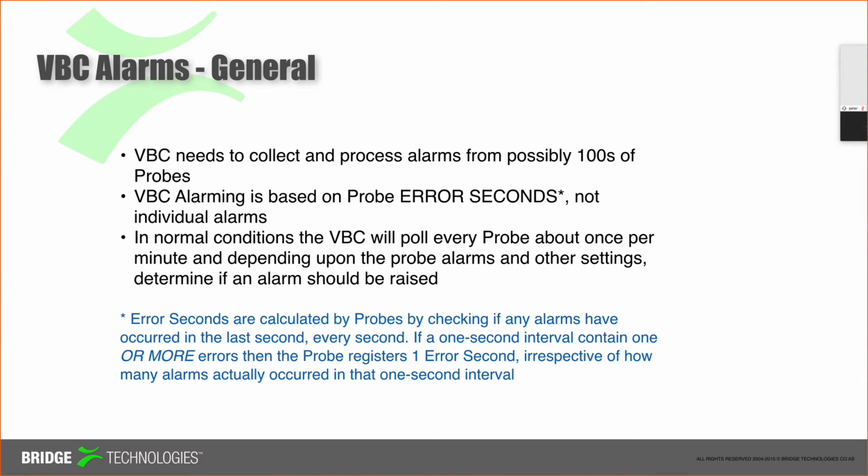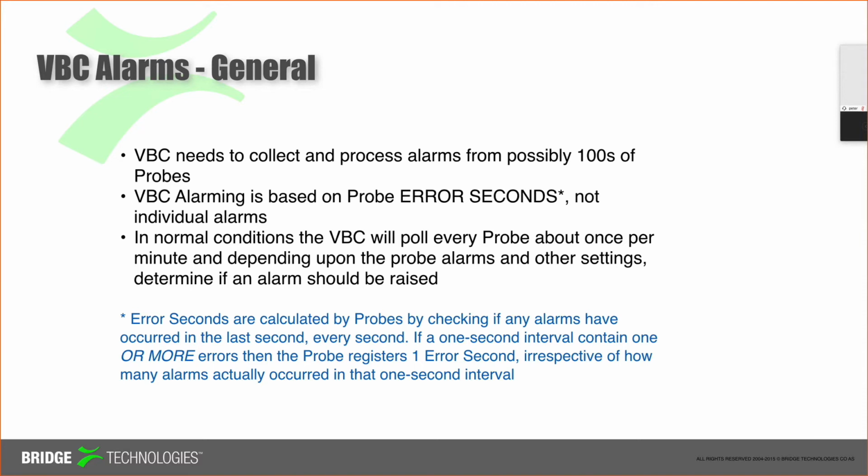Error seconds are calculated by probes, and they check whether an alarm has occurred in a 1 second window. Basically, when a probe is looking at alarms, it bases everything on a 1 second interval: 1 second, the next second, the next second, and so on. And then it counts the number of errors in that second. So if we're looking at, say, a PCR error in an ETR priority 2, the probe will say how many priority 2 errors that are PCR have I had in that 1 second. It doesn't matter whether the probe has had 1 error in that second or 25 errors in that second. It still registers a single error second.